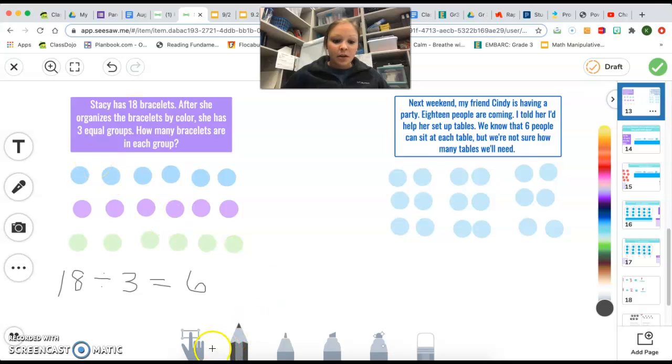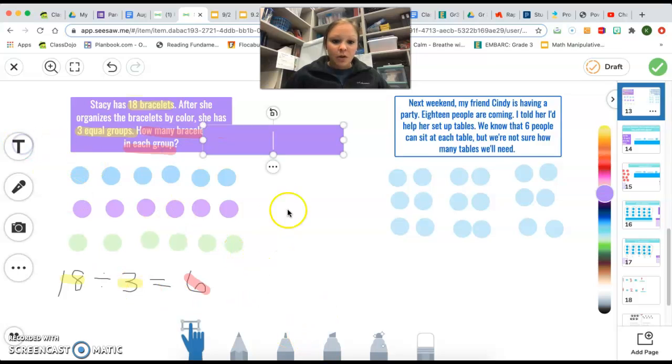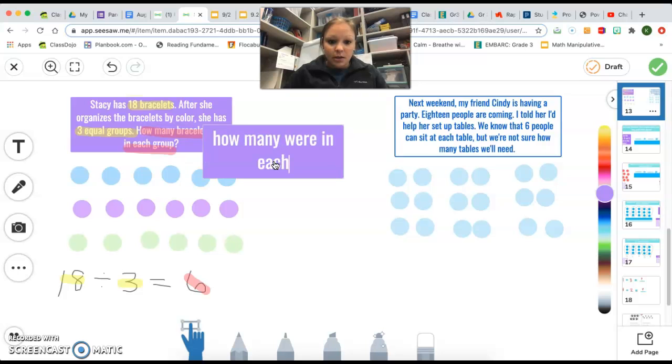So here we knew the total was 18 because that's what the problem told us. We knew that she put them in 3 equal groups, and what we were trying to figure out was how many were in each group, and that was the 6. How many were in each group? That's what we were trying to figure out. So we figured out how many were in each group. I'm going to put that right beside the 6 so we don't forget that.